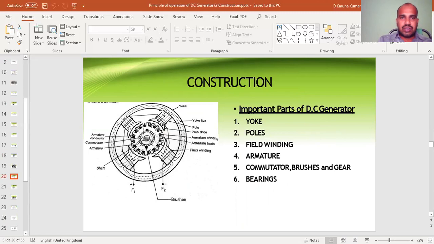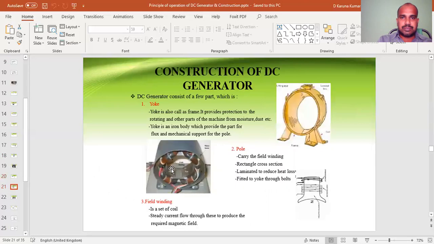In this figure, the first one is the yoke. This is a part of the generator. The second one is poles. The number of poles in this generator is four. This one is the field winding, connected to all four poles. The next one is the armature. The next one is the commutator, the inner part of the armature. The last one is bearings.